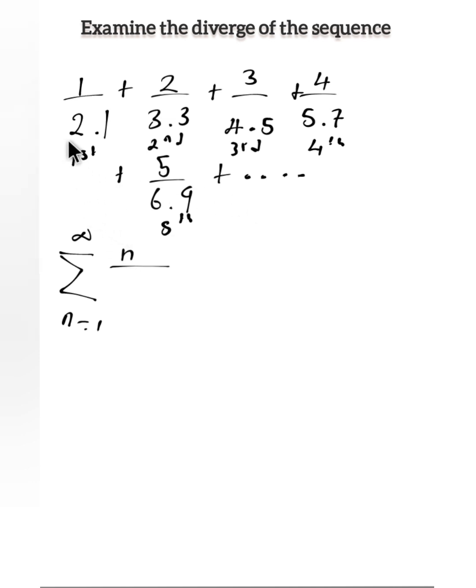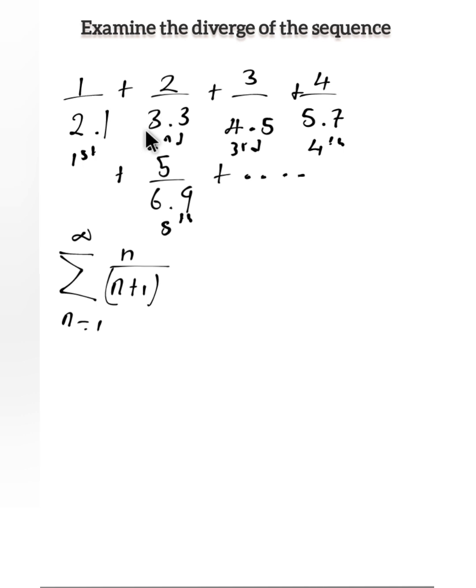What about the denominator? In the first term, we have 2 times 1, second term 3 times 3, third term 4 times 5. Let's talk about the first part of it. First term 2, second term 3, third term 4, fourth term 5. So it's as if we are adding 1 to the term number to get 2. So it becomes n plus 1. So 1 plus 1 gives us 2, 2 plus 1 is 3, 3 plus 1 is 4, 4 plus 1 is 5, 5 plus 1 is 6. So we have the first part of it.